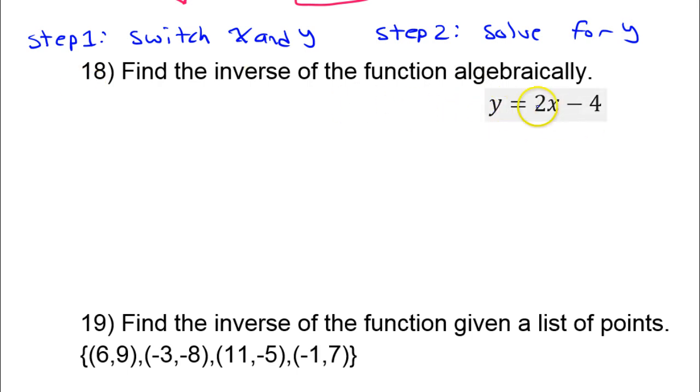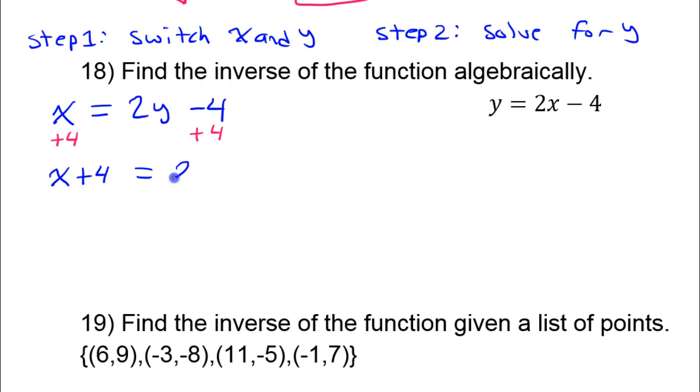So first we switch x and y. So if I rewrite this, switching x and y, I have x equals 2y minus 4. So now I have switched x and y. Now I'm going to solve for y by adding 4 to both sides. So that gives me x plus 4 is equal to 2y. And now I'm going to divide both sides by 2.